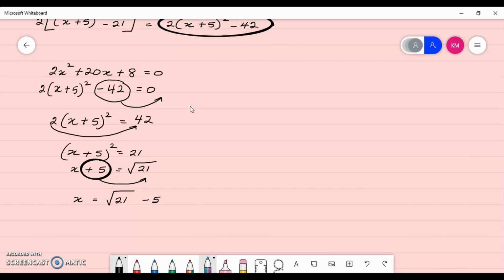Now don't forget, when we find the square root of a number, it is both positive and negative numbers. So we will get two solutions when we work out the square root of 21. One will be negative, one will be positive, and then we take each and we deduct 5 from it. And that is going to give you two solutions for x. And there you have it, using completing the square to solve a quadratic equation.